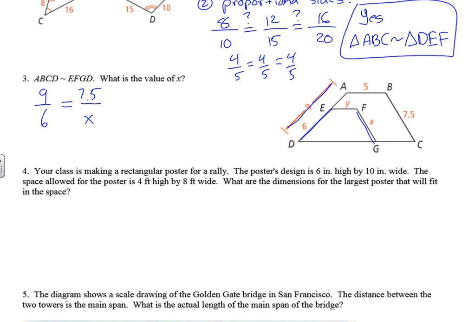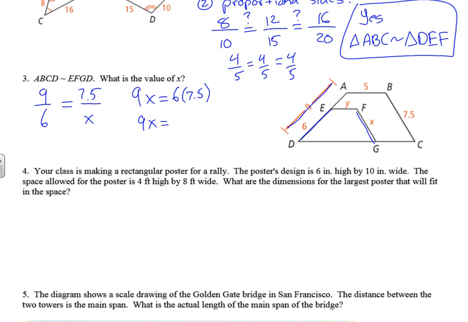So now what we can do at this point is we can use our cross product property, and we'll get 9x equals 6 times 7.5, okay? And 6 times 7.5 is 45.